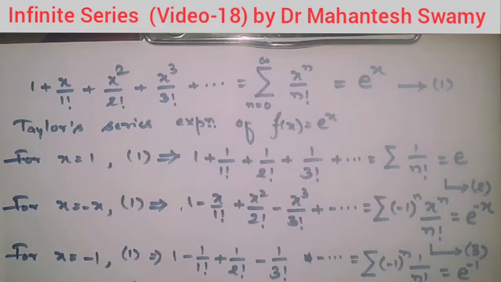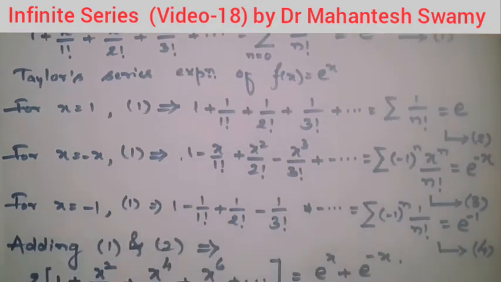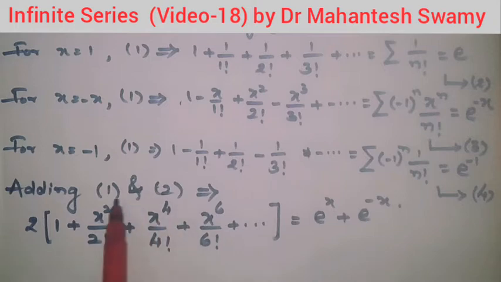Now we can transfer this 2 to that side, and we can have the sum of this series equal to e to the power of x plus e to the power of minus x divided by 2. That we can do by the simplification work. So this bracket is equal to this RHS divided by 2, that I wanted to tell you.